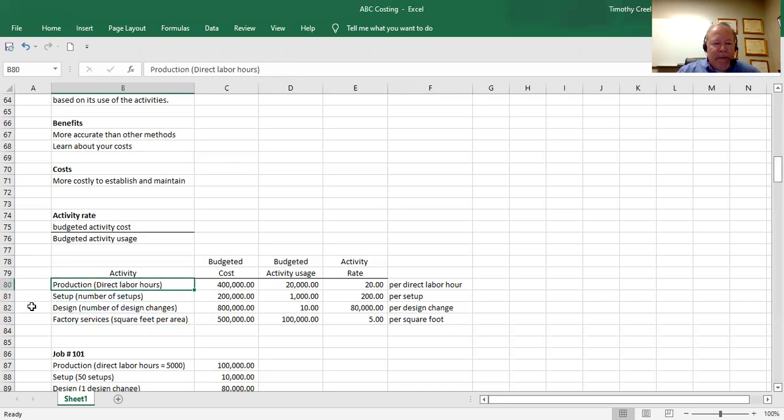So we've come up with the activities and what basically is related to those activities. We've got then a budgeted cost, and what we would do then, budgeted activity usage.